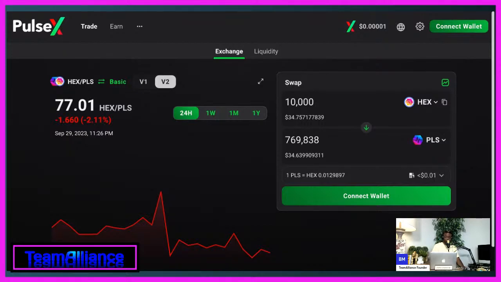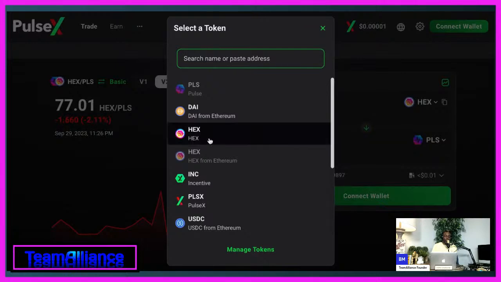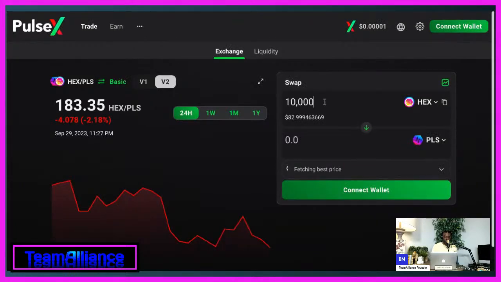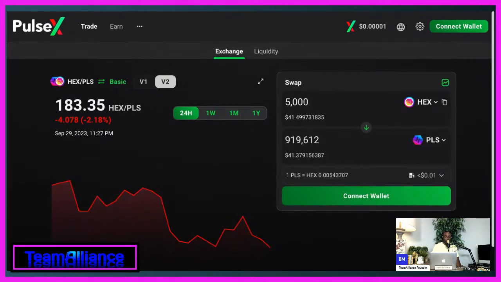I can buy HEX on Ethereum. I can buy PulseX. Let's say I want to buy HEX on PulseChain. It's the other HEX that you see in the list. This one is HEX from Ethereum that we were looking at this whole time. Now let's go to just HEX on PulseChain. We can buy some of that too. Let's see how much 5,000 HEX on PulseChain costs in Pulse. Watch this. So out of the 2.3 million, I can buy 5,000 HEX on PulseChain for 919,000 Pulse. And this HEX, the one that's on PulseChain, I can stake on PulseChain.